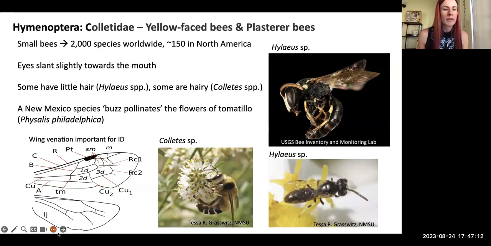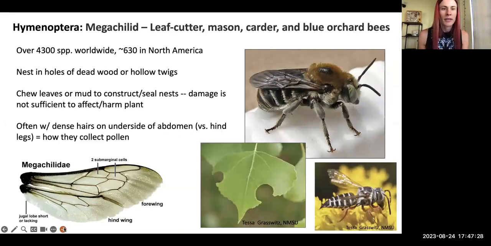And there's a cool species in New Mexico that buzz pollinates, which means it gets into the flowers of a particular plant, and it'll buzz and it helps move the pollen around. And that's an interesting way to pollinate. So kind of neat bees.